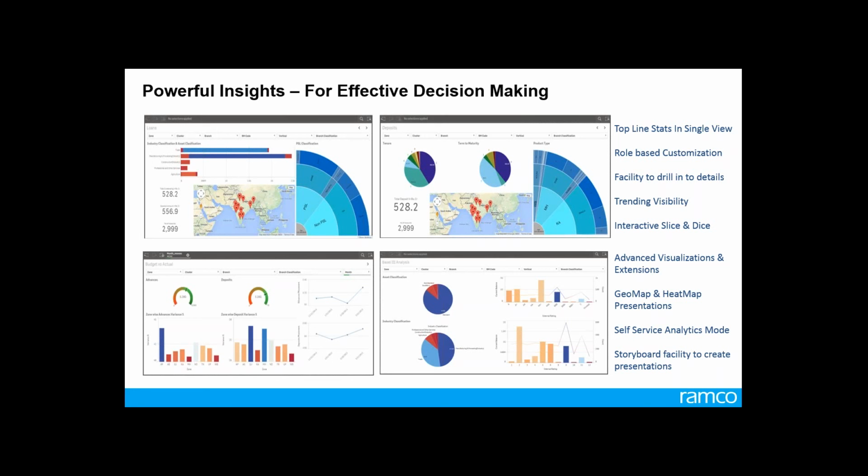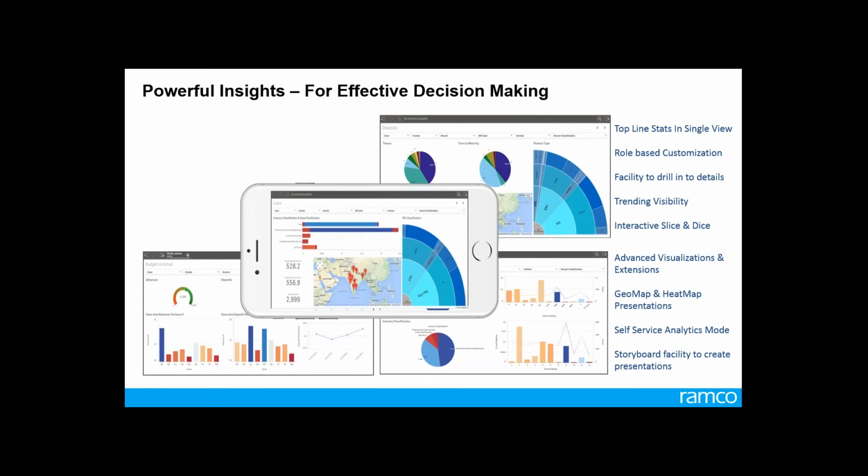It can be completely customized according to the role, and it has an interactive slice and dice, which means that at any point in time we can have a click and view methodology wherein you can start filtering right from the topmost view and get all the way down to a transaction level and find out what exactly has gone right or gone wrong with respect to a particular scenario.